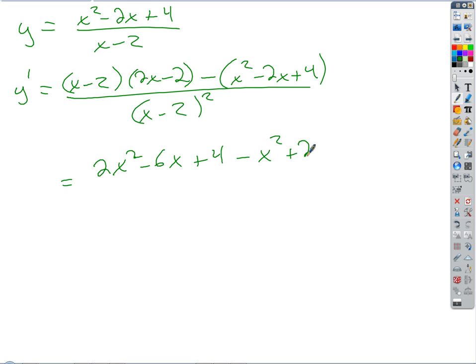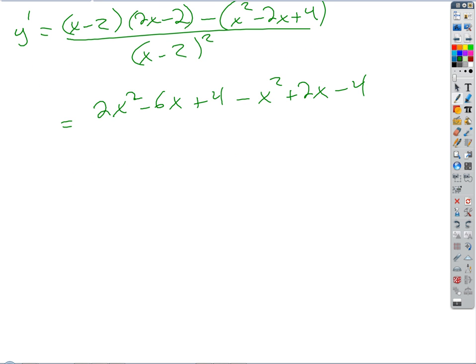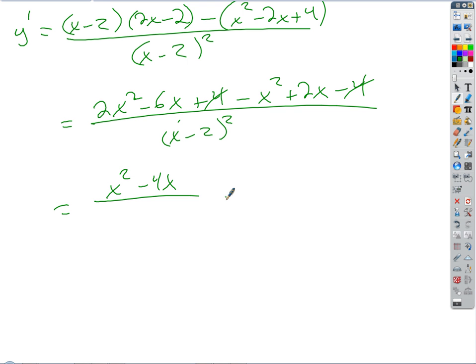Minus x squared plus 2x minus 4, right? So that's on the top. But there's more on the top. So we can cancel some stuff. Take away an x squared, and then take away a 2 positive x, so minus 4x on the top, is that right? Over x minus 2 quantity squared. So if we wanted to simplify that a little bit, we could take out an x times x minus 4 over x minus 2 quantity squared, right? Okay? Good?